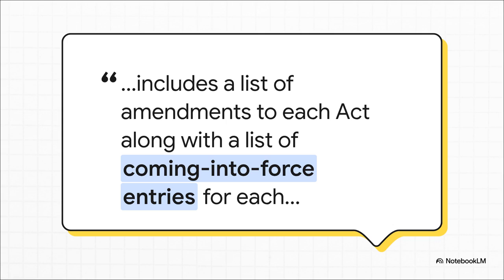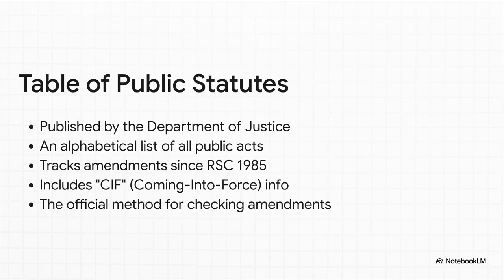And this quote says it all. It doesn't just tell you what changed, it tells you exactly when those changes legally took effect. And that is crucial. So this table comes straight from the Department of Justice. So, it's legit. It's an A to Z list of every public act, and it meticulously tracks every single amendment going all the way back to 1985. Plus, it has that super important CIF, or coming into force info. Bottom line, this is the official, authoritative way to check a law's history.